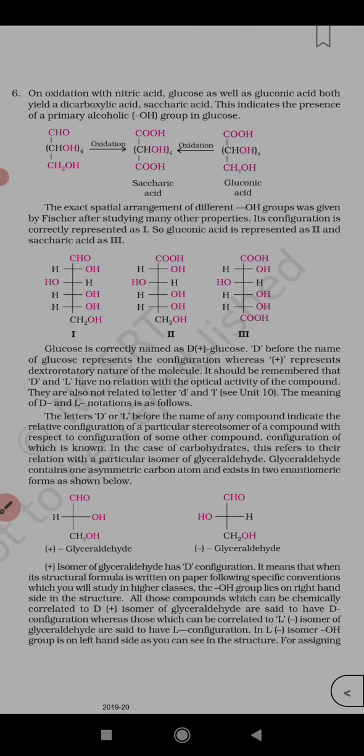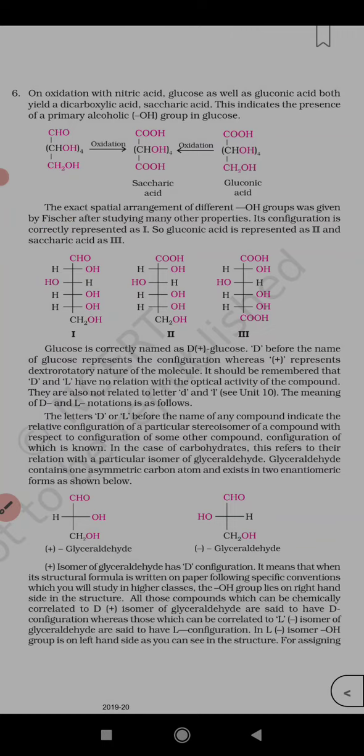It should be remembered that D and L have no relation with the optical activity of the compound. Capital D and capital L do not have any relation with optical activity. They only represent configuration, whereas plus and minus represent the optical activity, that is, whether it rotates the light clockwise or anti-clockwise when we test with a polarimeter. That is different.